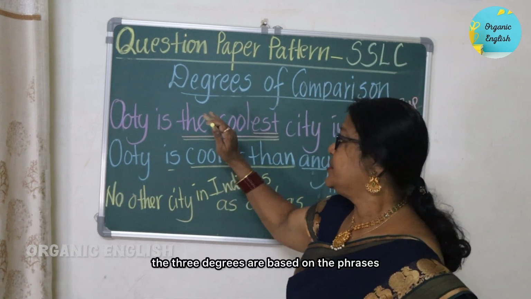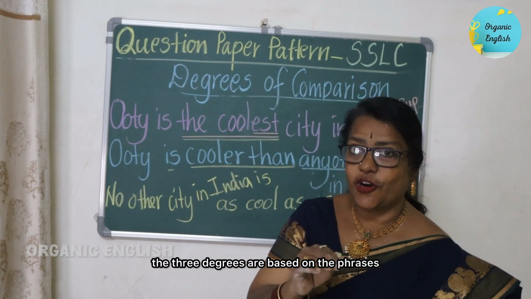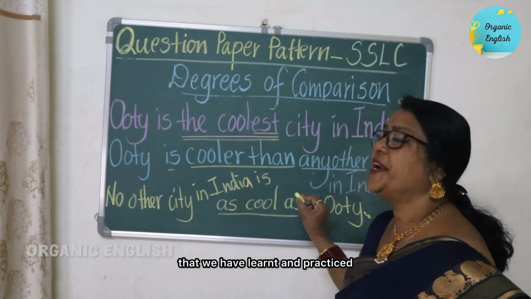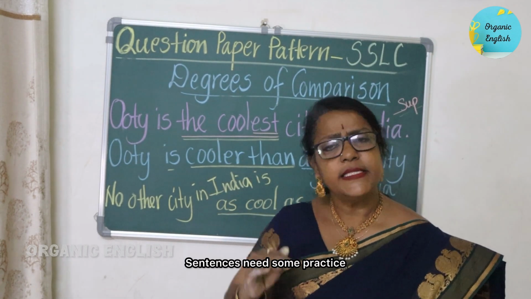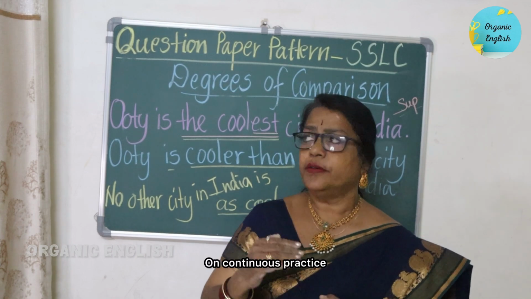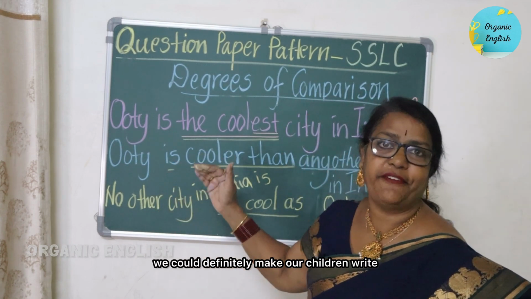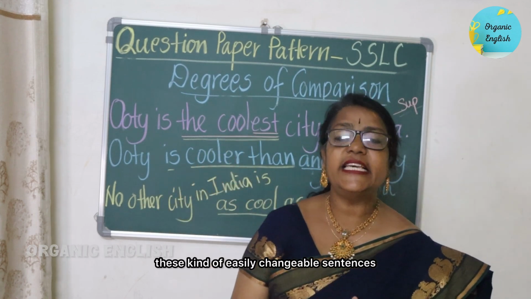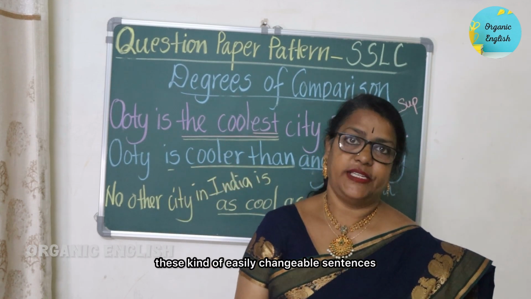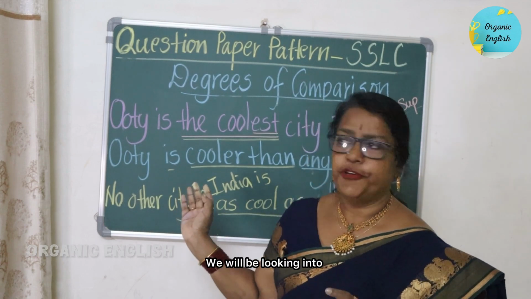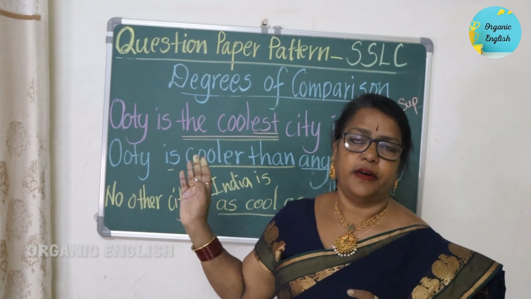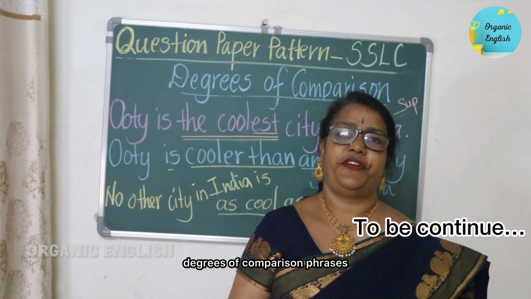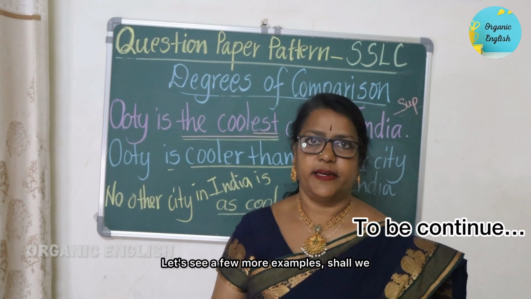So the three degrees are based on the phrases that we have learned and practiced. Sentences need some practice. With continuous practice, we could definitely make our children write these kinds of easily changeable sentences. We will be looking into a few more examples, keeping the base as these degrees of comparison phrases. Let's see a few more examples, shall we?